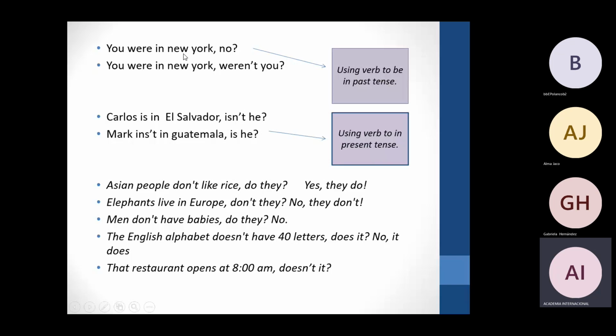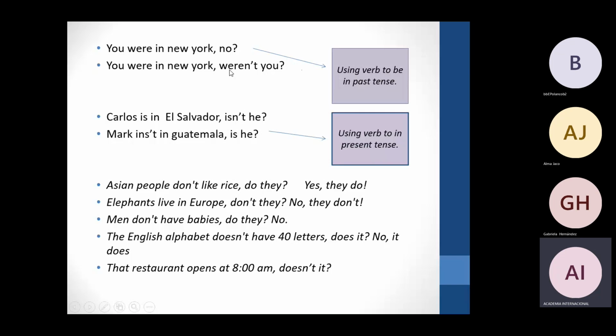Ahora, you were in New York. La forma correcta sería, you were in New York, weren't you? Pero aquí ya estoy con otra cosa. Using verb to be in past tense. Es el verbo to be en pasado. ¿Se acuerdan del was y el were? Que es el verbo to be en pasado. Yo estuve o yo era. I was, you were, he was, she was, it was, they were, we were, and you were. Y eso sería todo. Ahora, este es como, you were in New York. Estuviste en Nueva York. Ahora, weren't you?